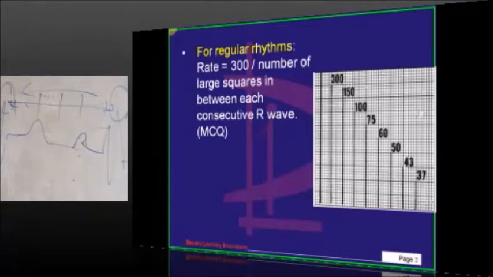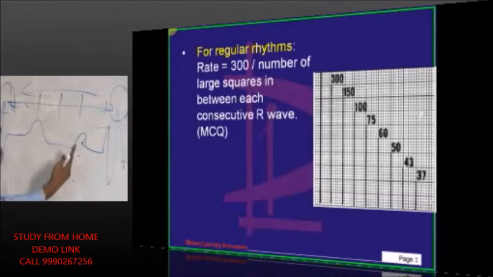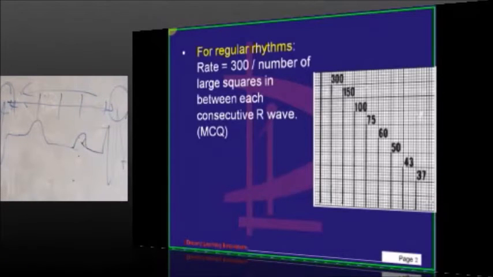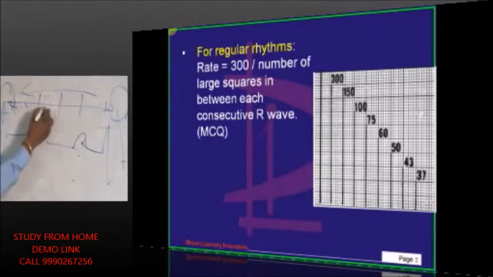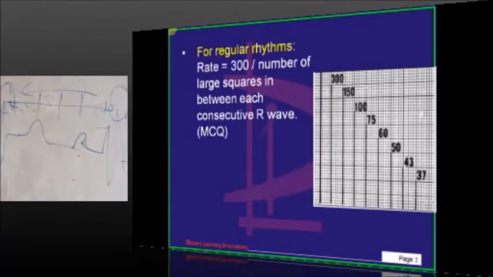300 divided by the number of large squares between two R waves will give you the rate. ठीक है? अगर four large squares are there between two R waves, how much is the rate, doctor? 300 by 4 is 75. If there are only 3 large squares between two R waves, what is the rate? 300 by 3 is 100.